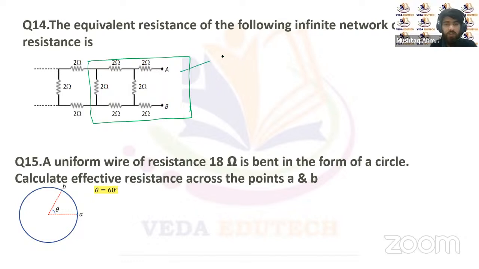It means that we can just call this circuit also as R equivalent circuit. Whatever be the equivalent about A and B, the same will be the equivalent about C and D. So the equivalent resistance about C and D will be the same as the equivalent resistance about A and B. So we'll have the equivalent circuit like this.